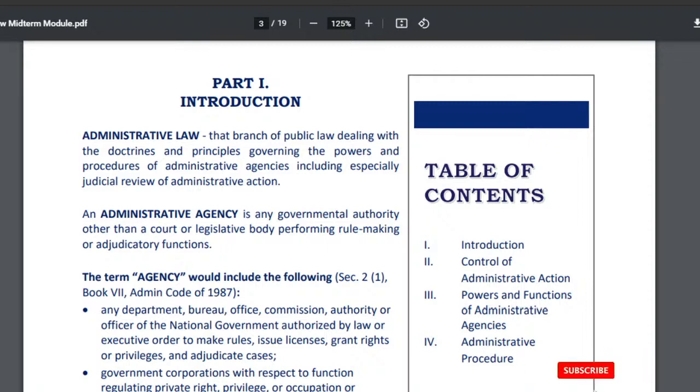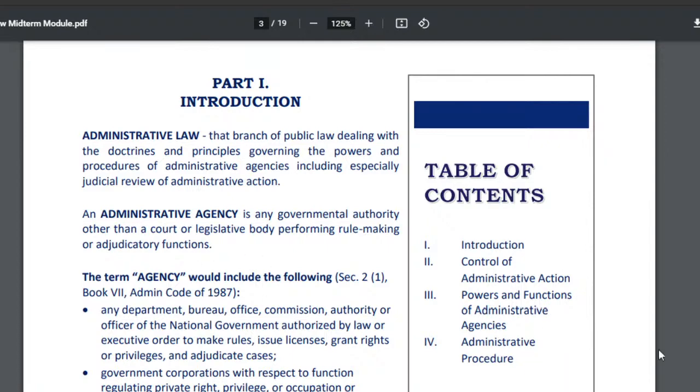So for example, the Commission on Audit and the Commission on Elections have this power to decide on cases that are lodged before their offices. So that function is actually judicial. Okay, you are actually deciding cases, so judicial man siyang function. An administrative agency is any governmental authority other than a court or legislative body performing rulemaking. This is actually the quasi-legislative function of our administrative agencies.